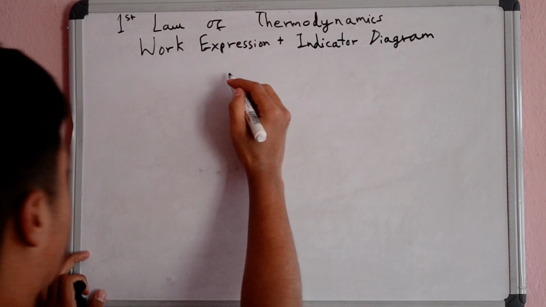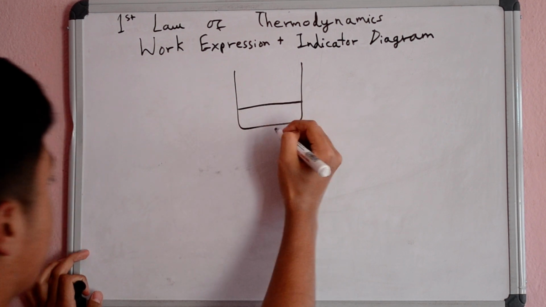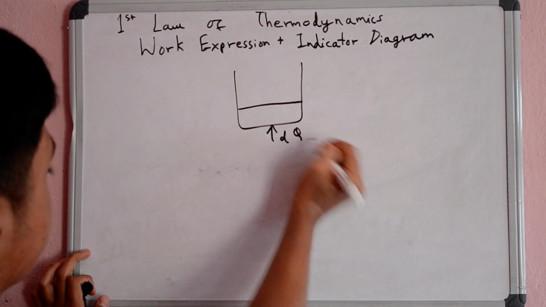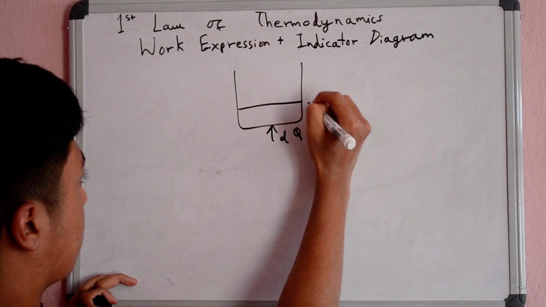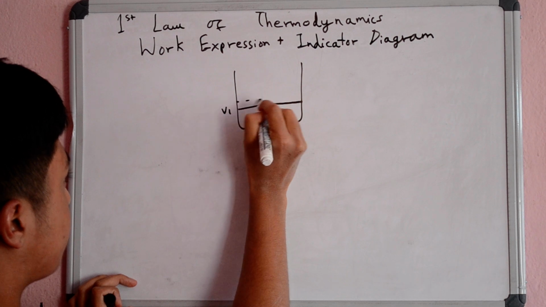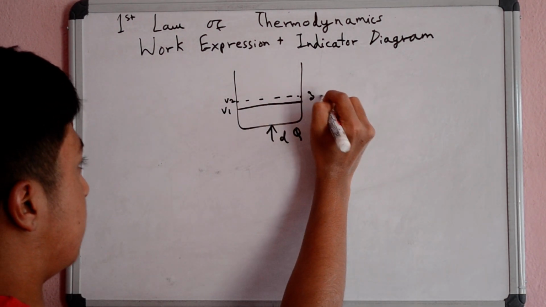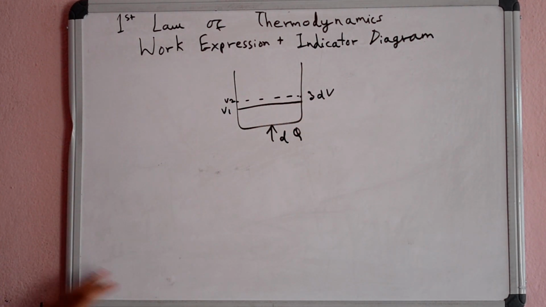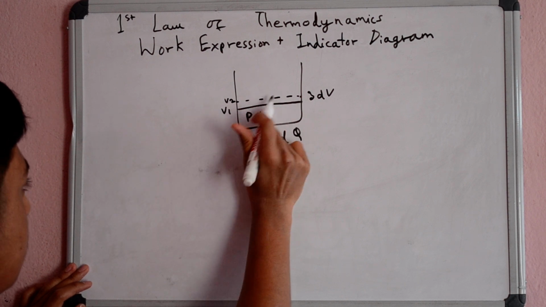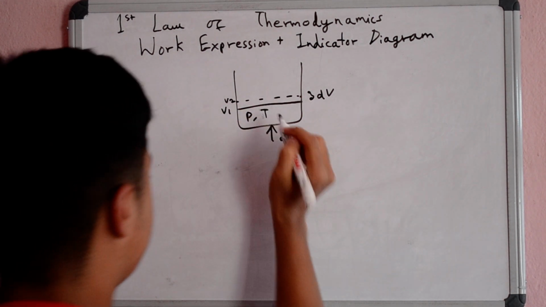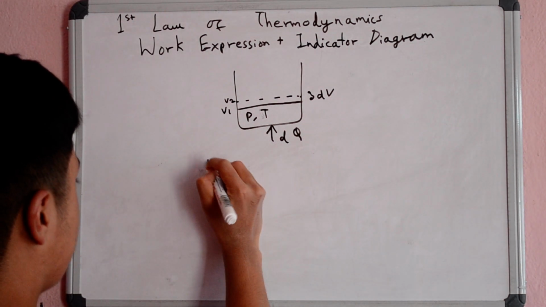So suppose there's a thermodynamic system like this, and here we supply some heat dq to the system such that it goes from, let's say, V1 to V2, and the small expansion is dV, and it is at a pressure P, volume V1 already, and temperature T. So here, what is the work done?